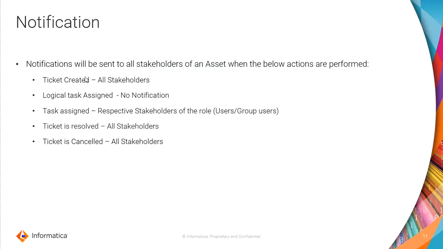When a ticket is created, all the stakeholders of that particular asset will get notified. When the logical task is assigned, we won't be getting any notification. When the task is assigned, the respective stakeholders of the role will be getting notified. And once the ticket is resolved, all the stakeholders will also get notified. And once the ticket is cancelled, all the stakeholders will also get notified.